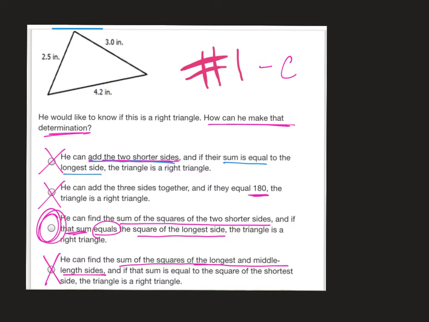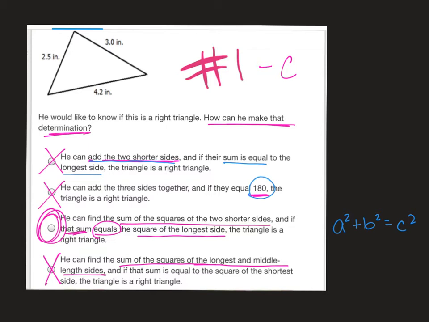Choice B says he could add the three sides together. If they equal 180, the triangle's a right triangle. Well, 180 doesn't even deal with sides. 180 really deals with angles. So that explanation did not make any sense. The next one says he can find the sum of the squares of the two shorter sides, and if that sum equals the square of the longest side, the triangle is a right triangle. And that's what we just said. That's what the Pythagorean theorem means: you will square those two shorter sides, add them together, which is what sum means, and it's got to equal the square of the longest side, which is c.